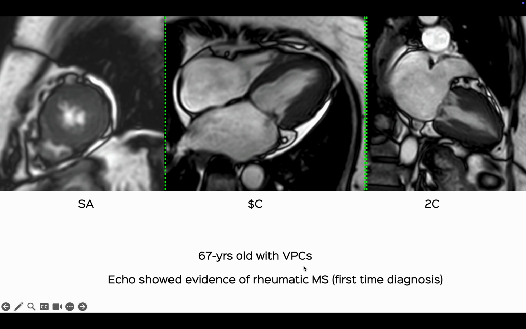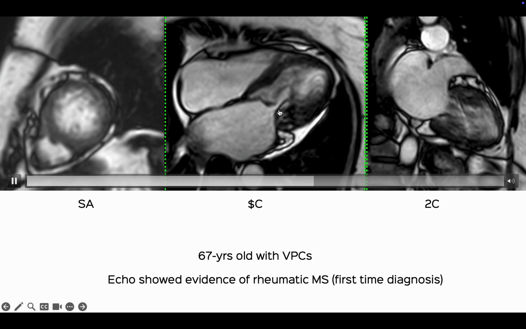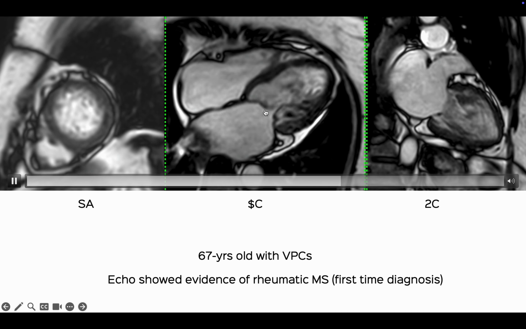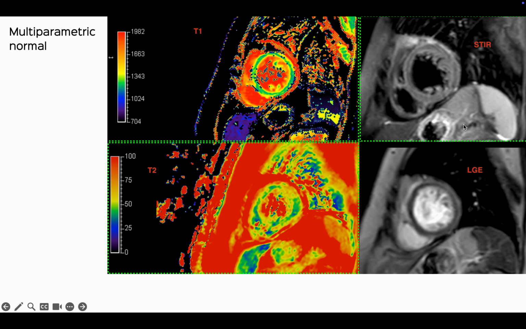An echo obviously was done, shows signs of subclinical rheumatic MS. You can see the LA is dilated. There's restricted opening of the mitral valve. And if you look carefully, you actually see a hockey stick sign. You see this abnormal configuration of the papillary muscles and the chordae tendineae.